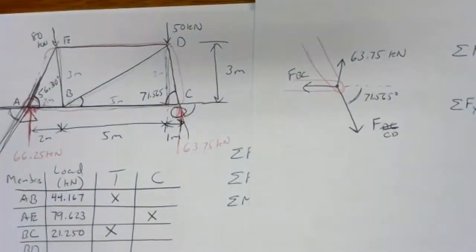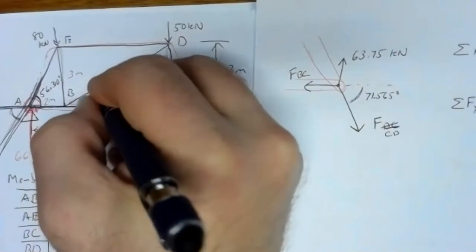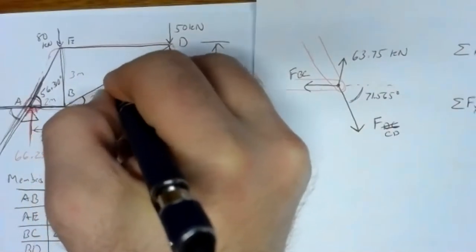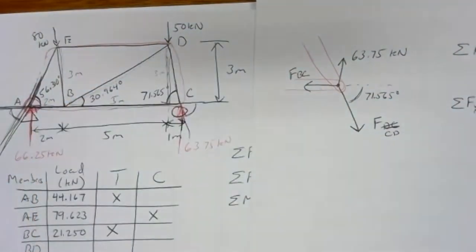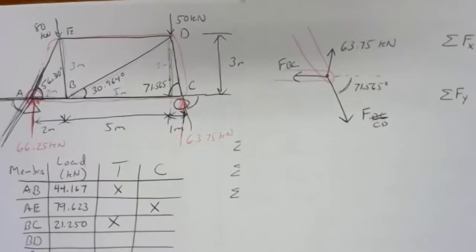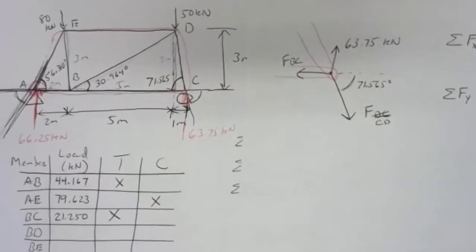So 3/5 inverse tangent, that's 30.964 degrees. So we've got the angle. Let's go ahead and work out B. We'll save E for last.